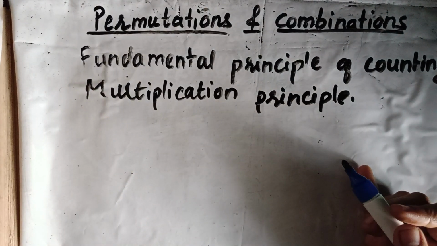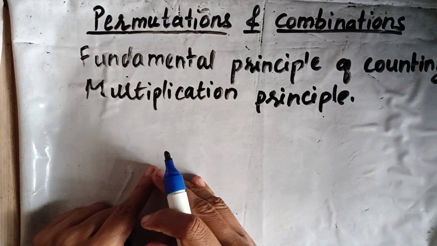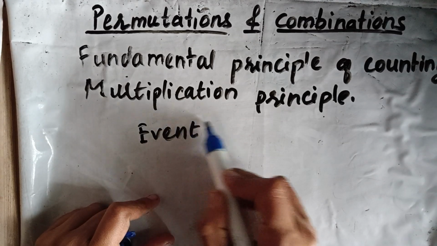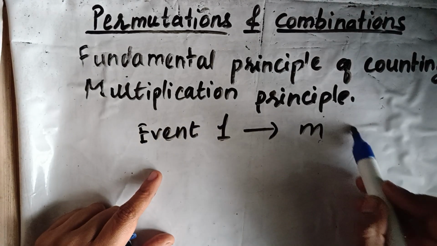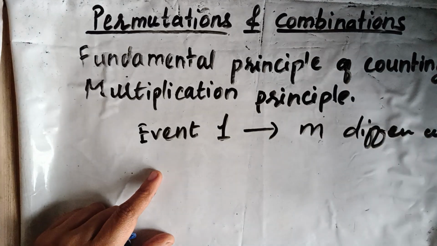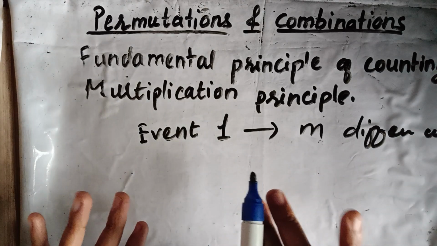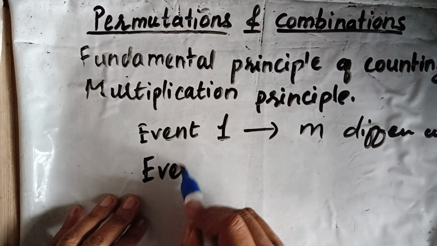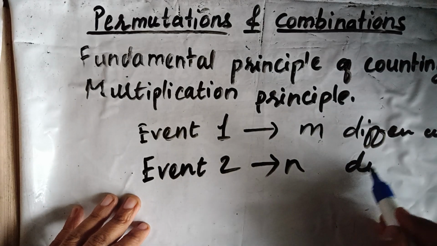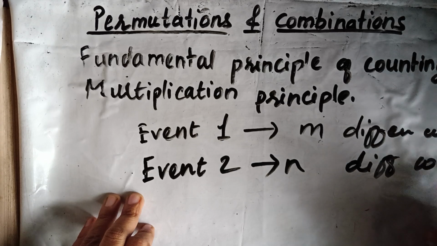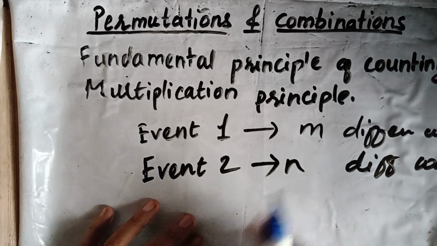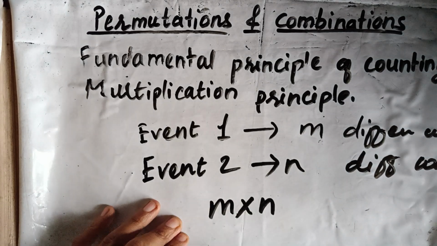It states that if an event can occur in m different ways, if there is an event 1, it occurs in m different ways, following which another event occurs, the second event, in n different ways, then the total number of occurrence of the events in the given order is given by m into n.